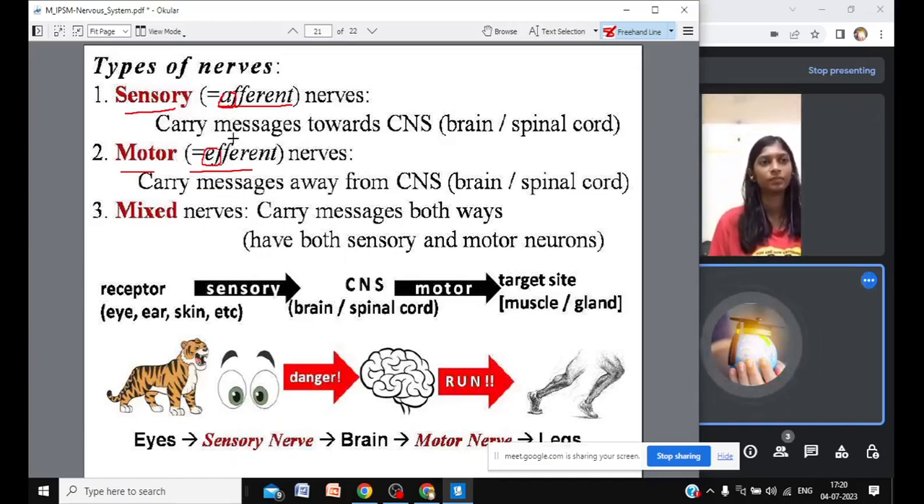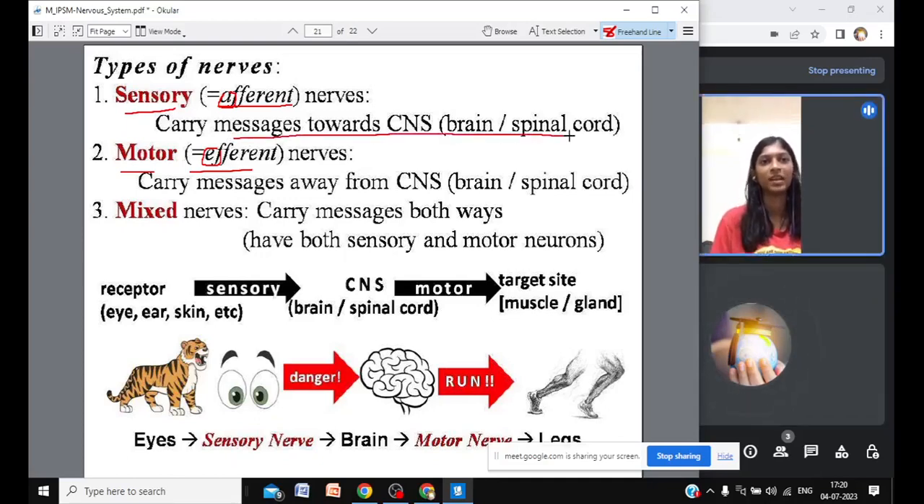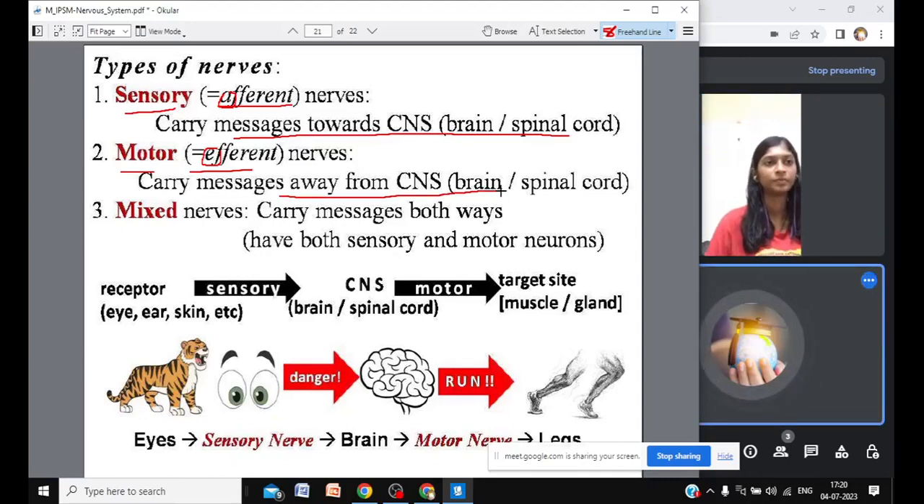What is sensory? Sensory nerves carry messages towards the central nervous system, that is the CNS. Carrying messages towards the CNS means towards the brain or towards the spinal cord. And motor nerves, what do they do? They carry messages away from the CNS, that's the brain and spinal cord, to your muscles or other regions.